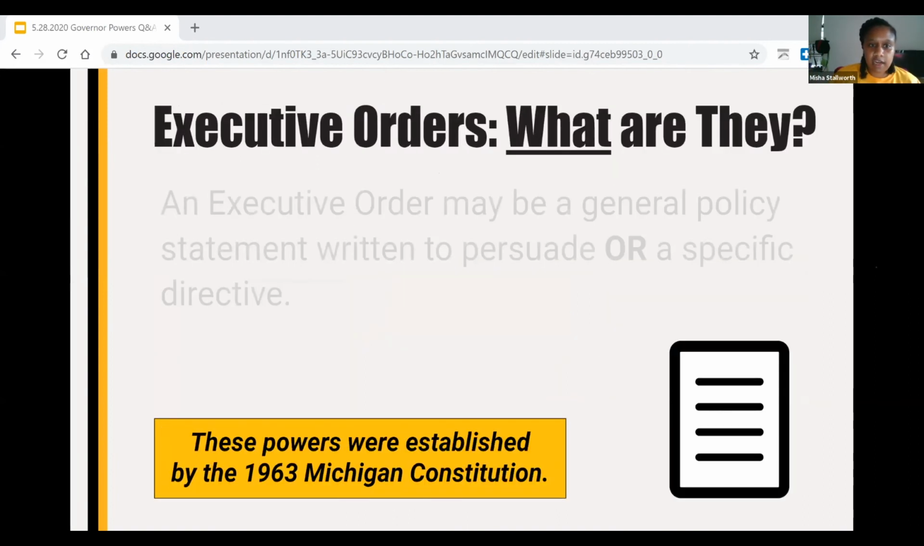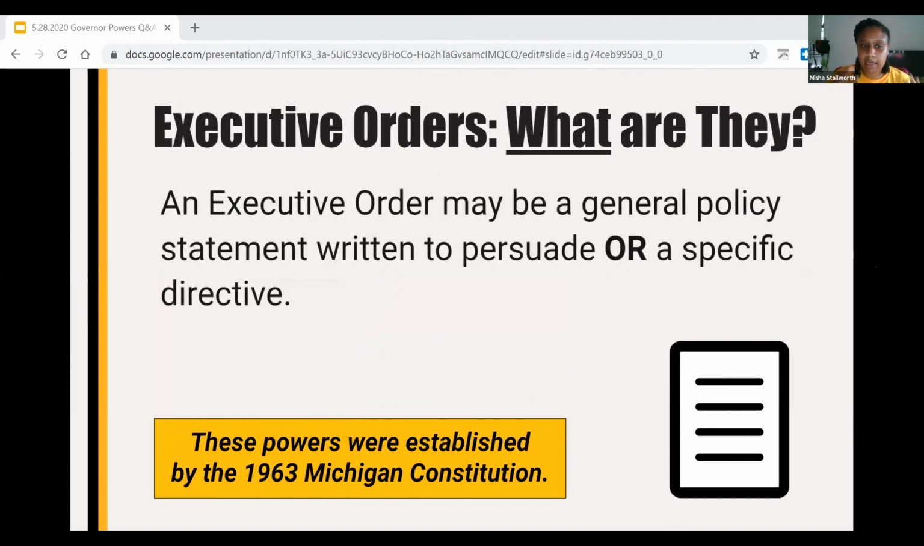So starting with executive orders a bit, an executive order may be a general policy statement written to persuade, or it can be a specific directive. And it's important to know that these powers have been in place for almost 60 years, and they are constitutional powers to create executive orders. You'll note that the mayor can also have executive orders. The president can have executive orders. This is an established tool across levels of government.